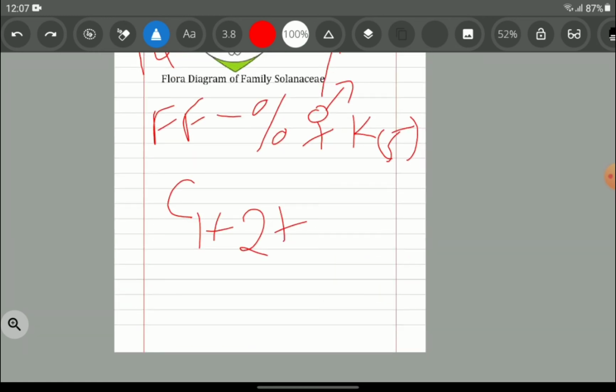So we need to write plus 2 in the brackets. Is it very clear? It's very easy. Okay, so it's the calyx and then the corolla, and then coming to the last part, that is the androecium and the gynoecium. So let us go with the androecium.